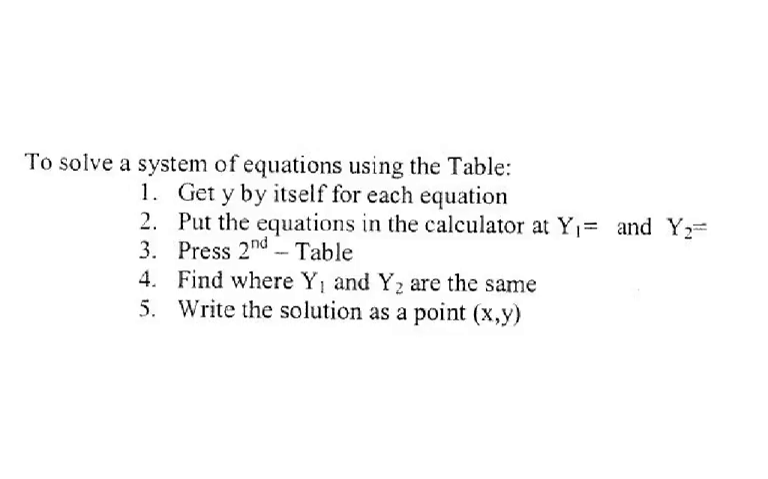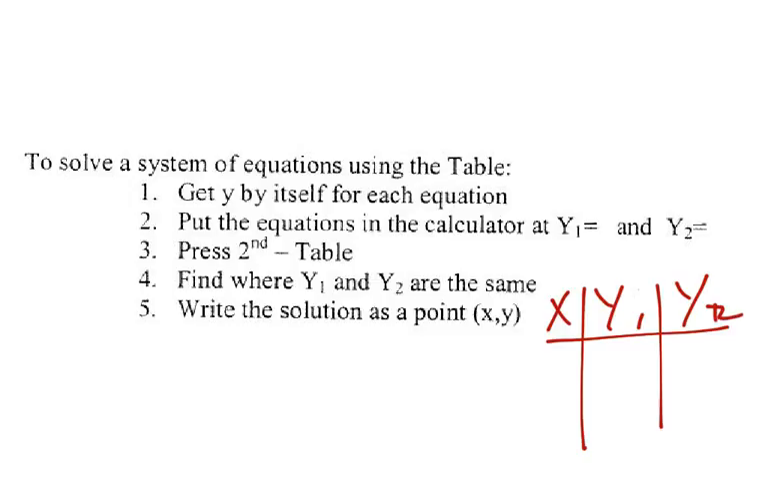Your calculator can help you find your solutions. If you want to use the table feature on your calculator, you start by getting y by itself in each equation. Put the equations in your calculator at y1 and y2. You go second graph to pull up your table. Find where y1 and y2 are the same. In other words, when you're looking at your table, you'll have x, y1, and y2. You find where the numbers in y1 and y2 are the same. Then you use the x and the y value for your answer.